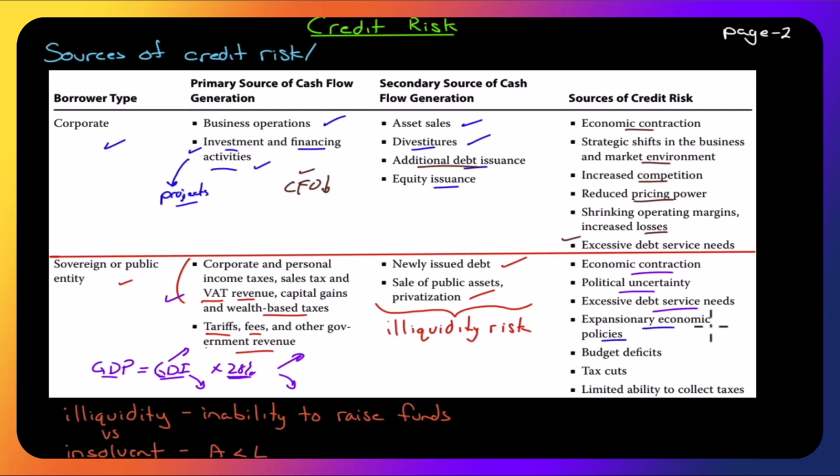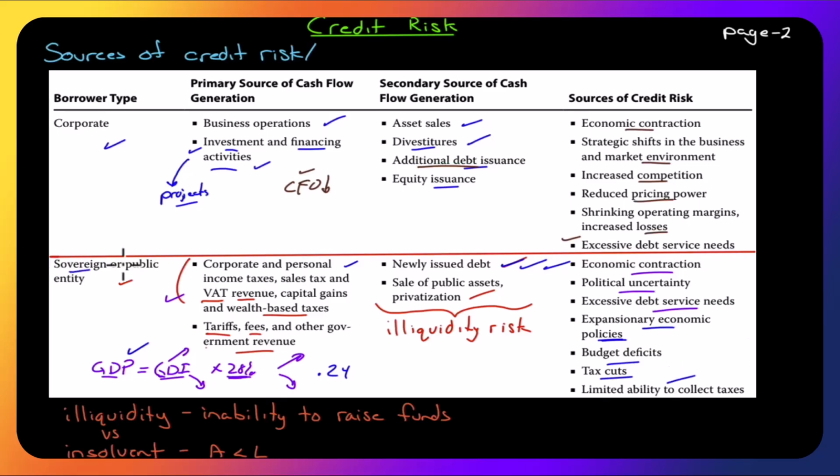Expansionary economic policies. Expansionary economic policies would be good for GDP, which would raise tax revenues, but if you have expansionary economic policies, you're going to be running a budget deficit, more debt and more debt and more debt, right? Budget deficits, tax cuts. Well, if you have a tax cut, imagine GDI, instead of multiplying by 0.28 to get your tax revenue, you're multiplying it by 0.24. You actually have less revenue now. And limited ability to collect taxes.